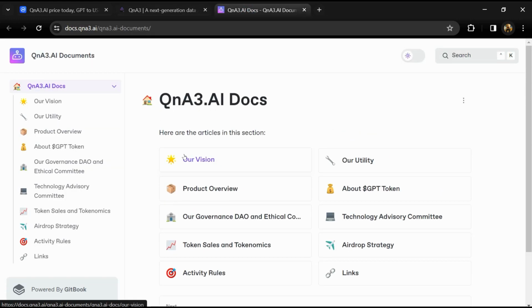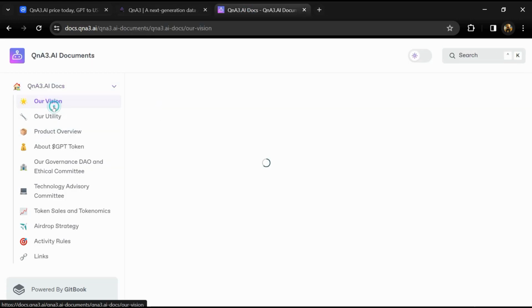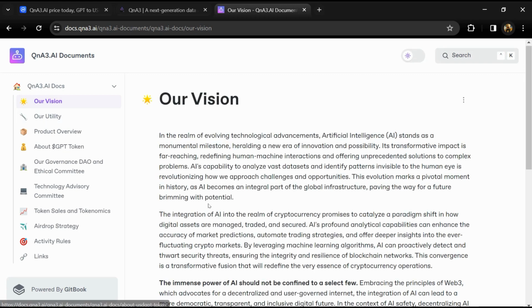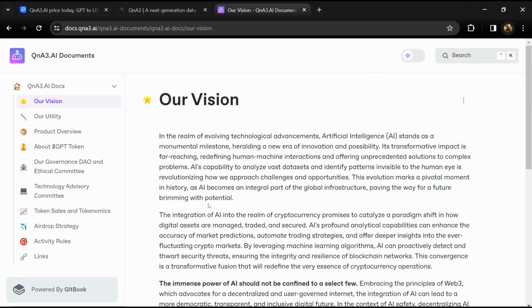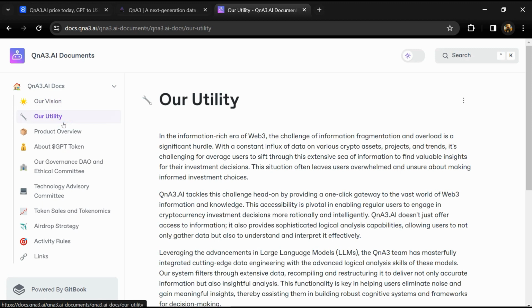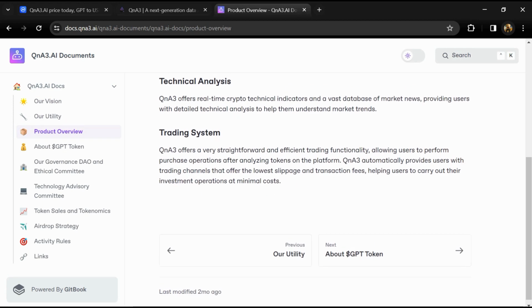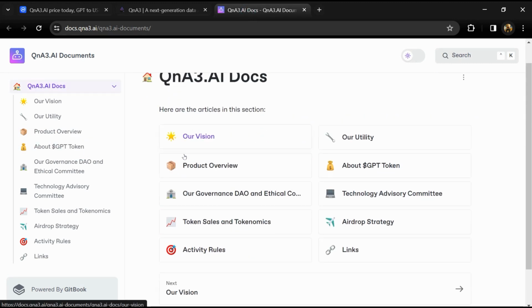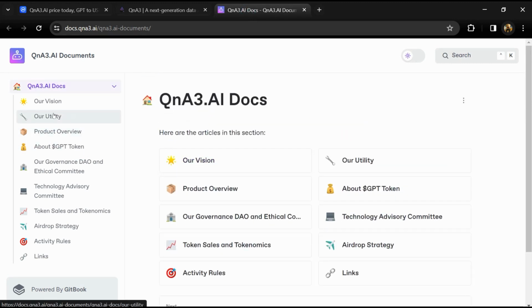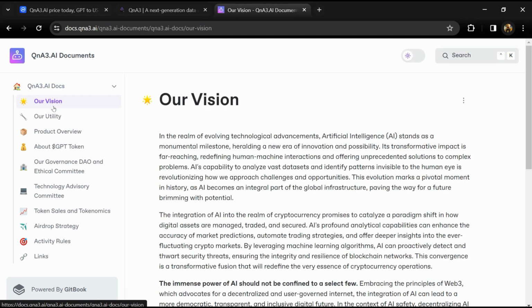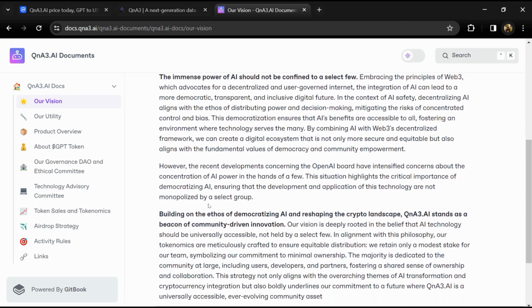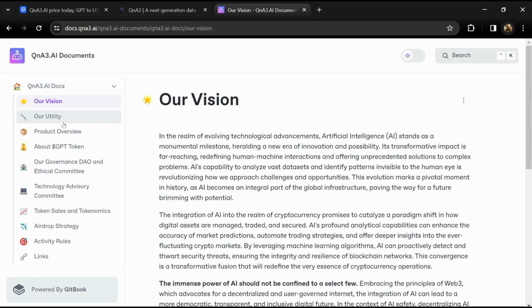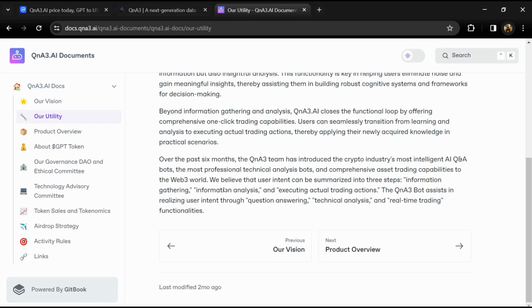According to the website, QnA3.AI is a powered Web3 knowledge sharing platform. QnA3.AI stands at the forefront of empowering users to seamlessly navigate and leverage the Web3 landscape. Their mission is to provide effortless and one-click access to the vast world of Web3, bridging the gap between knowledge and practical application in investment trading.